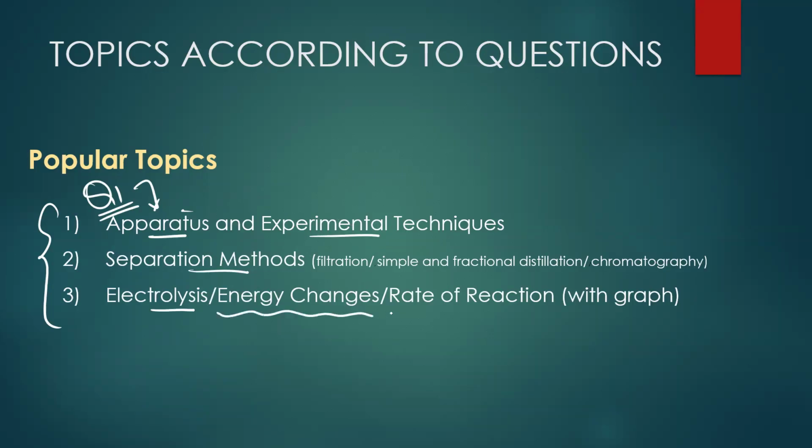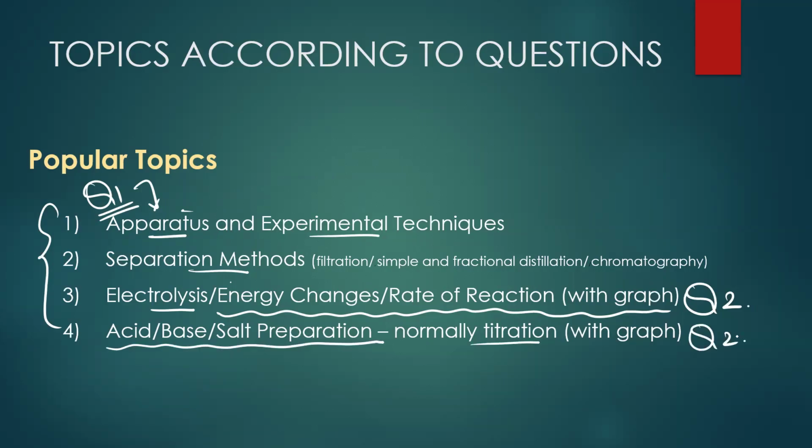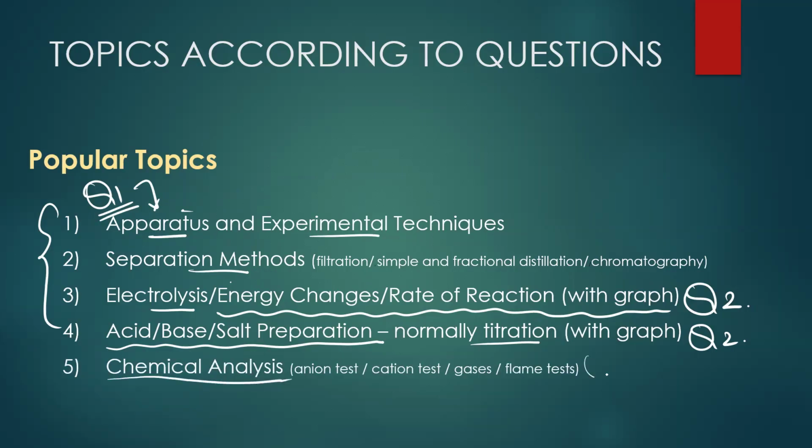Then energy changes and rate of reaction are part of question number two, because in question number two you mostly have to make a graph. Then we have acid, base, and salt preparation, and titration. This is also part of question number two. After that, you have chemical analysis. In question number three, you need to identify the compounds by the given tests and observations. So the anion test, cation test, gases, and the flame test are all related to question number three.